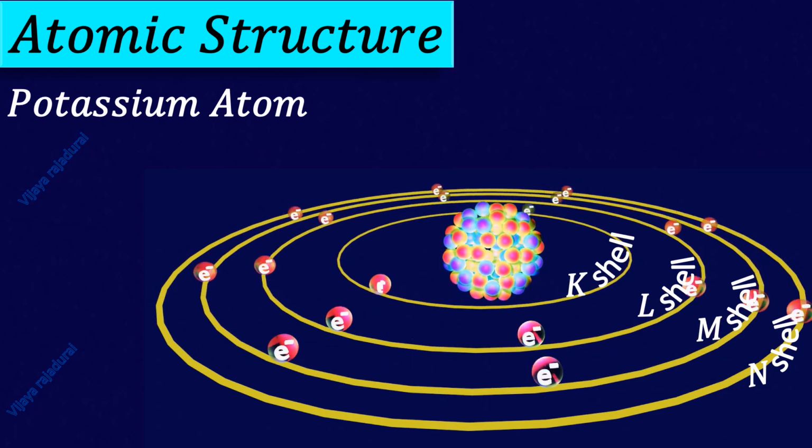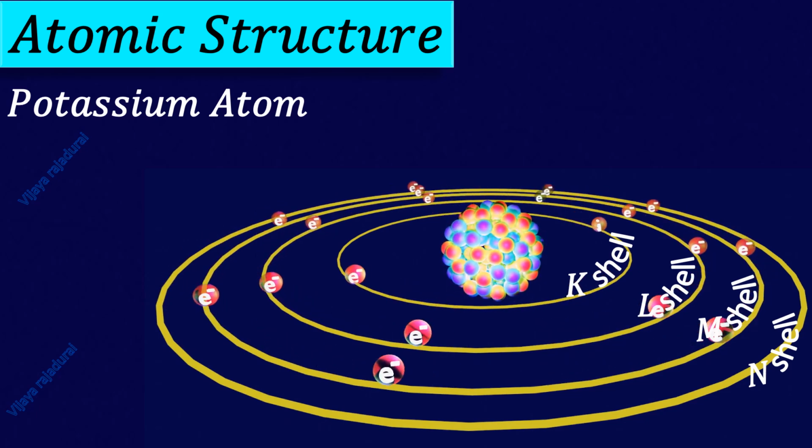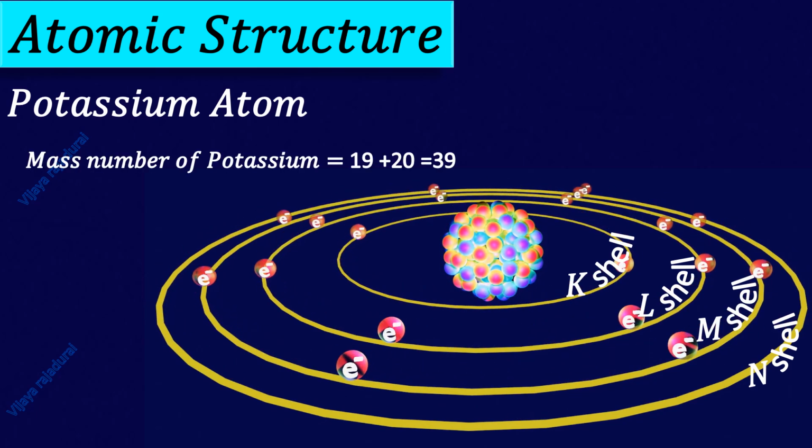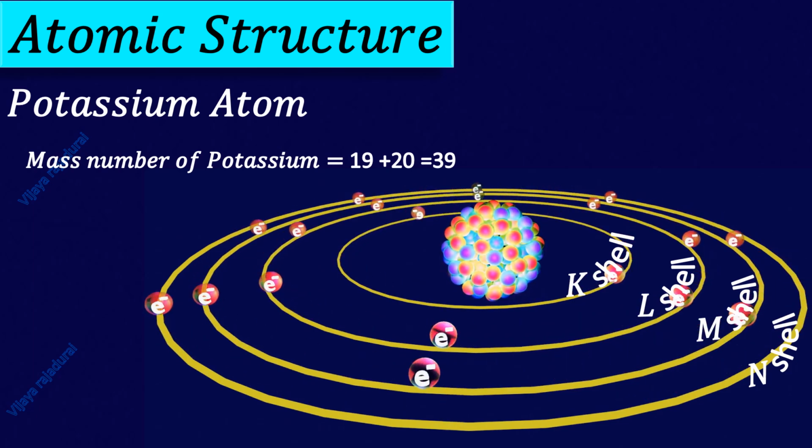So sum of protons and neutrons is known as mass number of that atom. So mass number of potassium is equal to 19 plus 20 equal to 39.